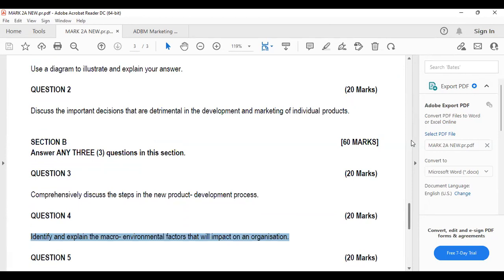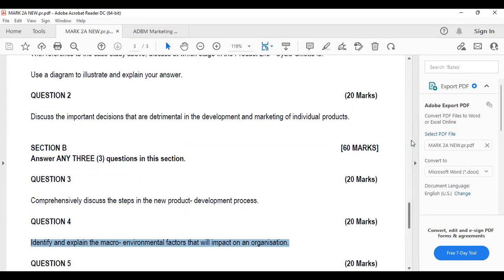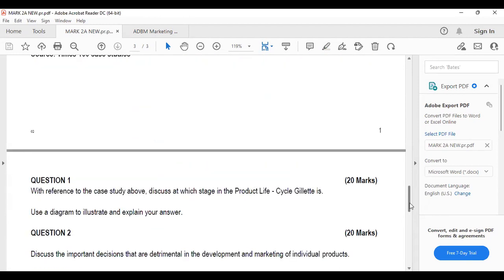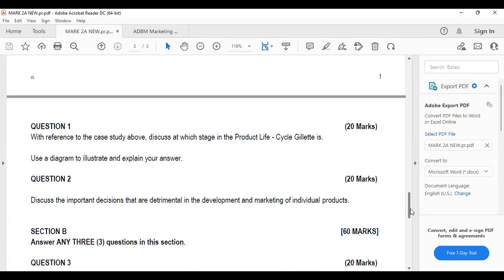and the macro environmental factors. All right, it's fine. Let's go through it. I think the main issue is how to approach the question. So I will be going back to the case study as we will be answering the question. So if you didn't go through it, it's still fine. It's not a problem.